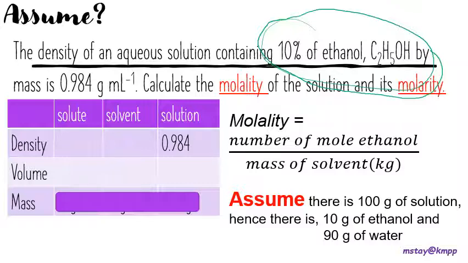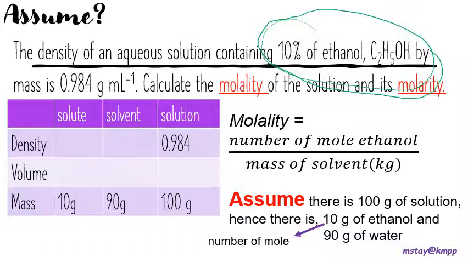Assume there is 100 grams of solution, hence there is 10 grams of ethanol and 90 grams of water. Use the mass of ethanol to determine the number of moles. Then, convert the mass of solvent into the unit of kilogram.